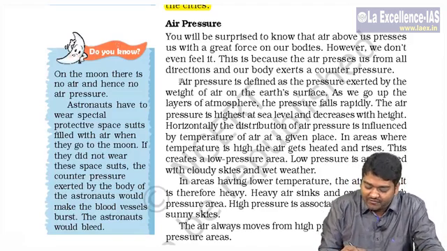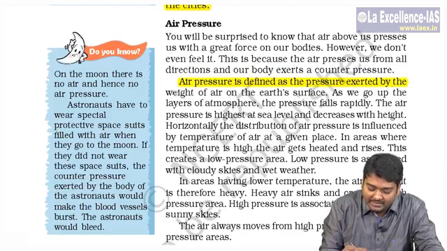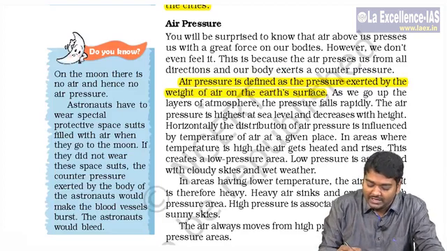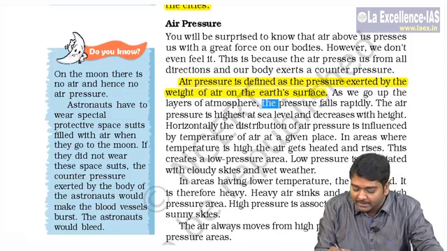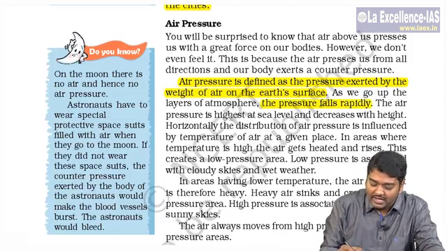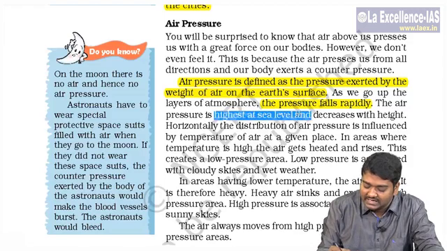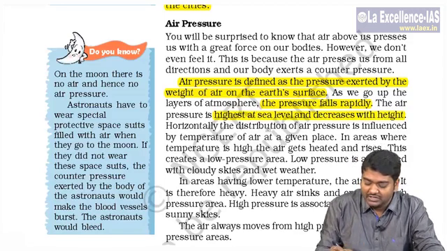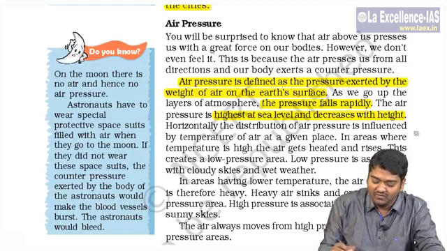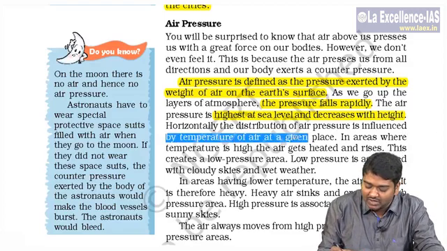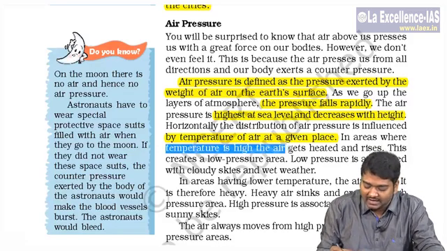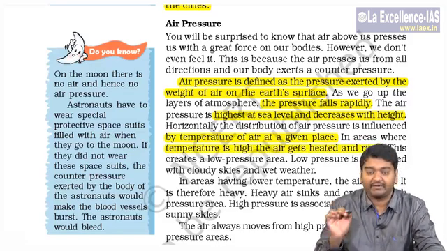Air pressure is defined as the pressure exerted by the weight of the air on the Earth's surface. As we go up the layers of the atmosphere, the pressure falls rapidly. The air pressure is highest at sea level and decreases with height. I have told you all this. Horizontally, the distribution of air pressure is influenced by the temperature of air at a given place. In areas where temperature is high, the air gets heated and rises.